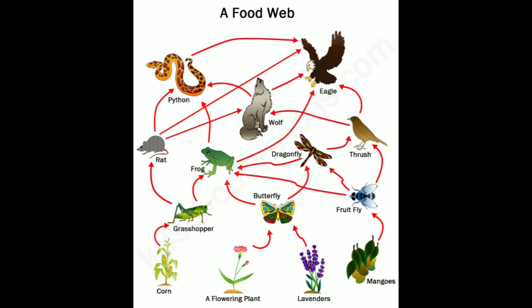Notice, just like a spider web, where you have different elements interconnecting and crossing, it is the same depiction. So basically, the food web, everyone, is just multiple food chains come together to give you a better representation of the feeding relationship among the species in an ecosystem.